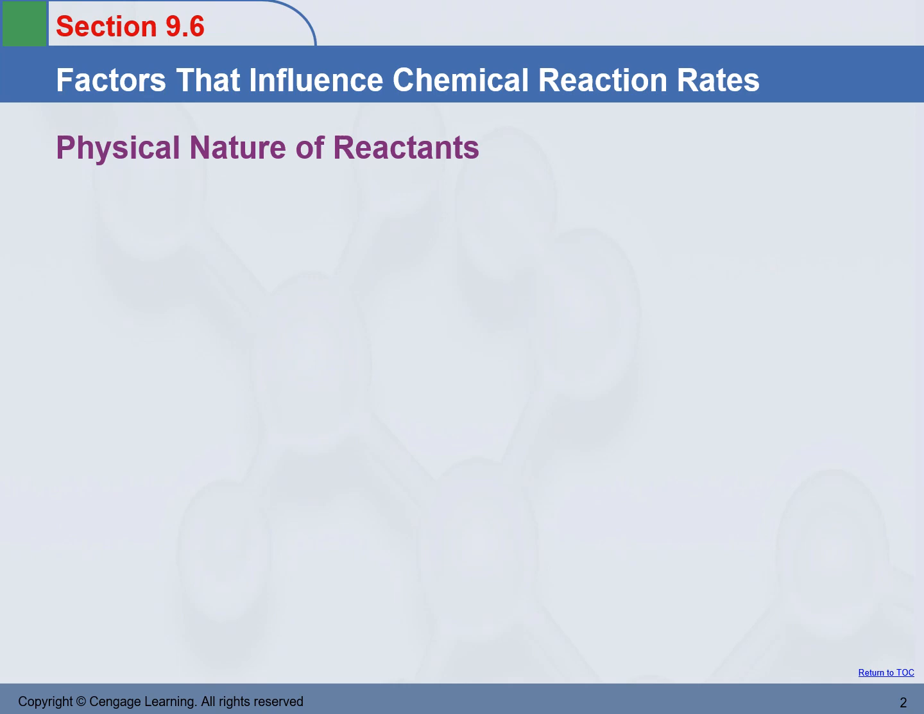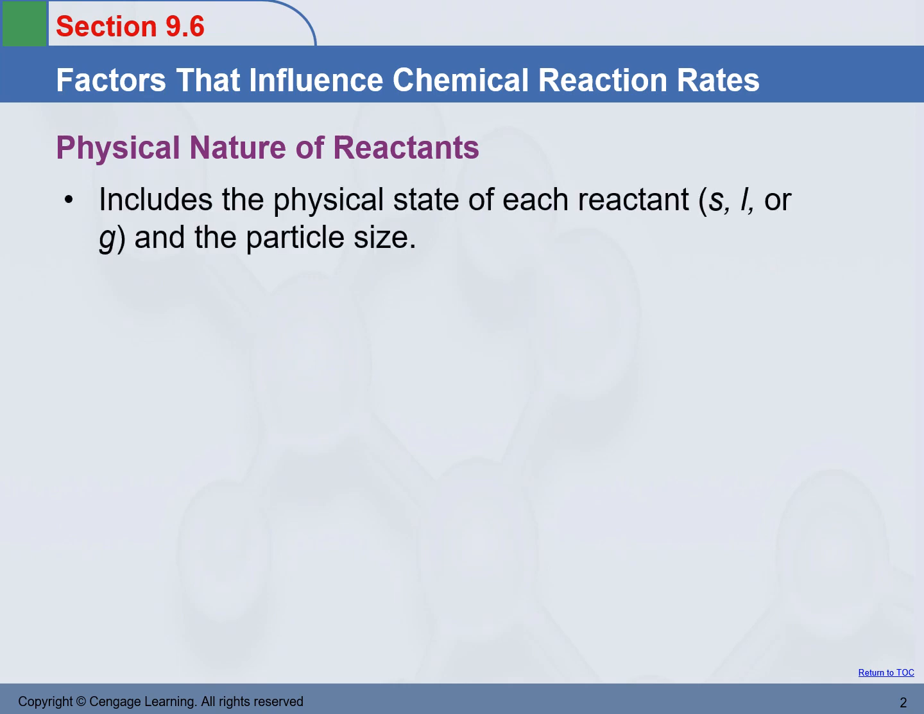The first one, physical nature of reactants. Talking about physical nature, there are two aspects that could affect the reaction rate. Number one is the physical state of each substance. Is it a solid? Is it a liquid? Is it a gas? Number two is the particle size.